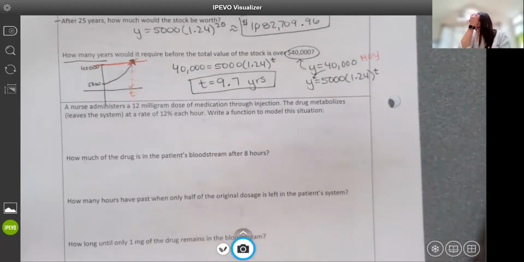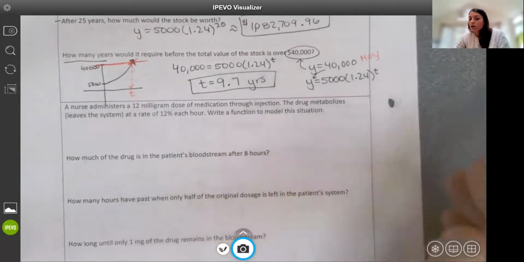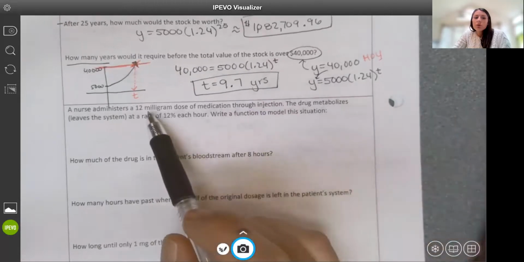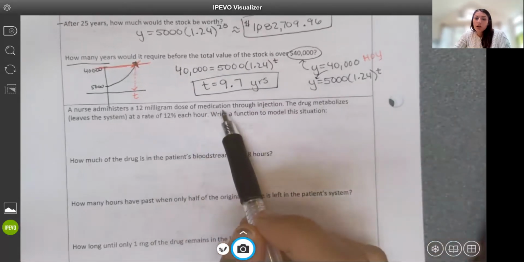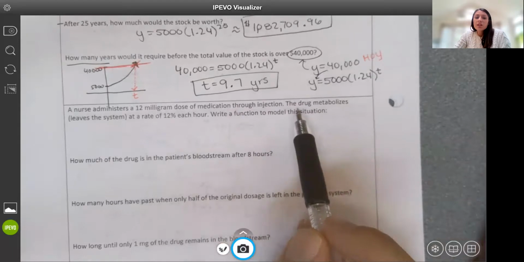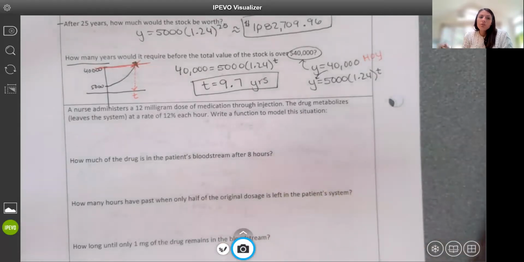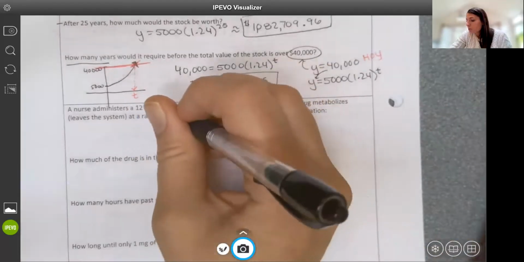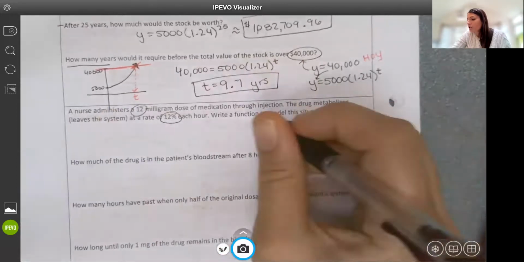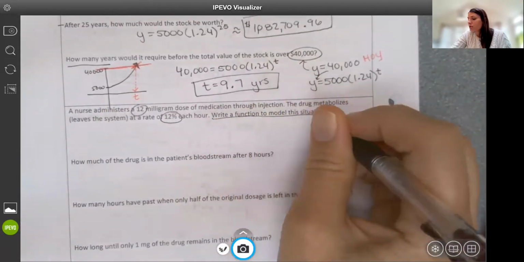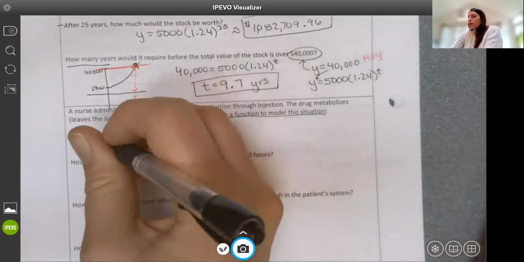Now this is going to be decay. A nurse administers a 12 milligram dose of a medication through injection. The drug metabolizes, so it leaves your system at a rate of 12% each hour. Write a function to model the situation. So again, don't miss this question. Make sure we write the function.